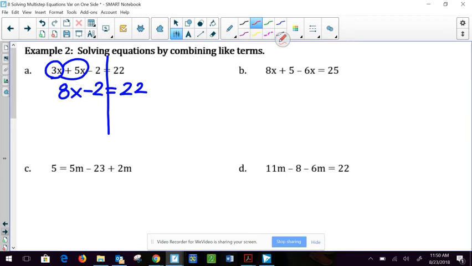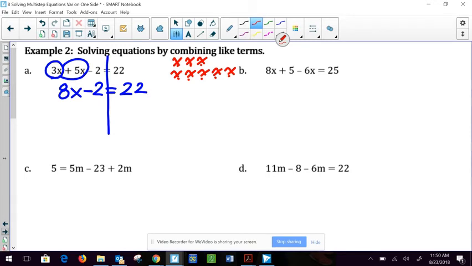Think of it this way. I have 3 x's over here, and then plus 5 more. So here's my 5 more x's. If I count those up, 1, 2, 3, 4, 5, 6, 7, 8, that's where I get the 8 x's from. Now, moving on, I have 8x minus 2 is equal to 22.